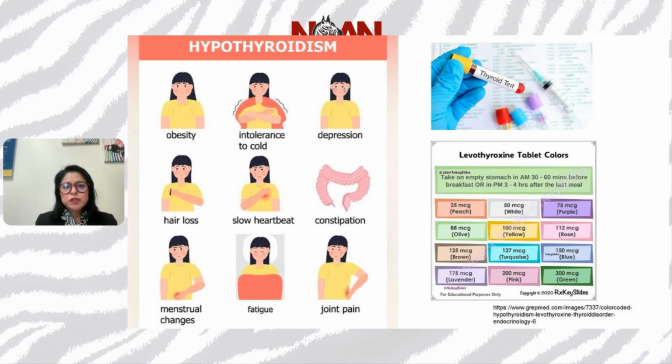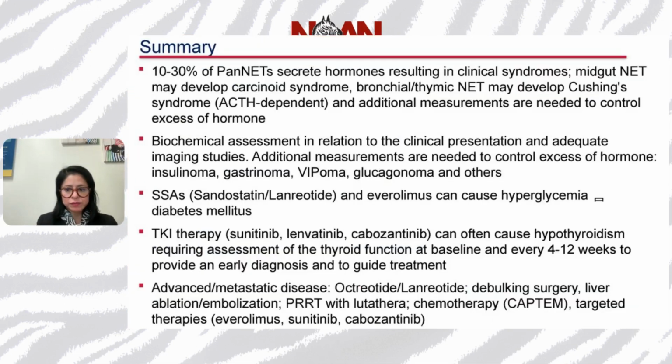These are the different symptoms related to not having enough thyroid hormones: increased weight, intolerance to cold, depression, sometimes hair loss, constipation, menstrual irregularities, fatigue, and joint pain. If that happens, we recognize it and give what is needed. It's very easy to replete thyroid hormone deficiency with a medication called levothyroxine.